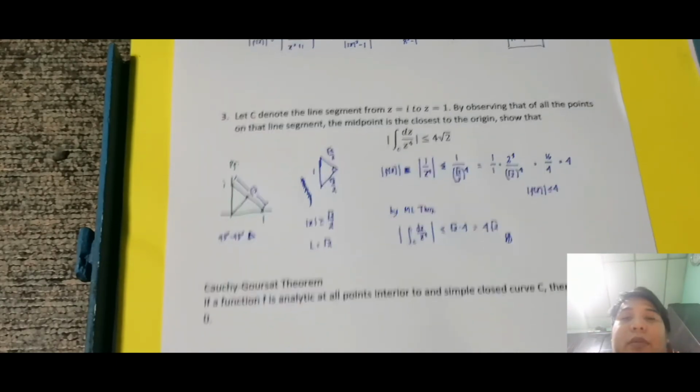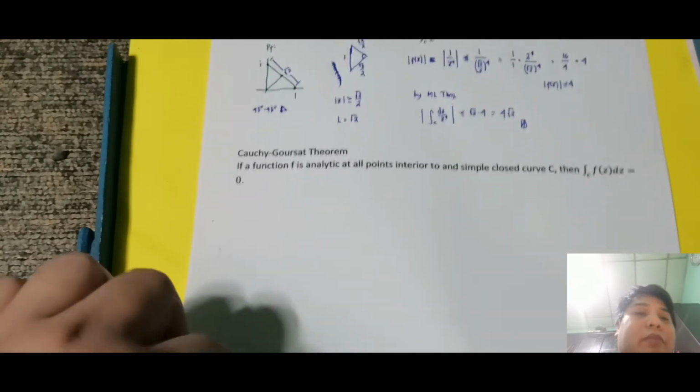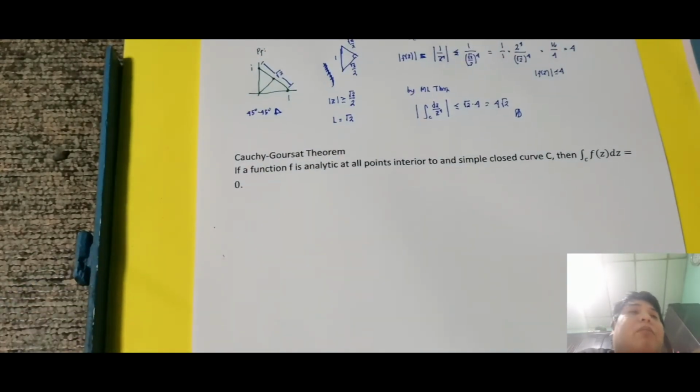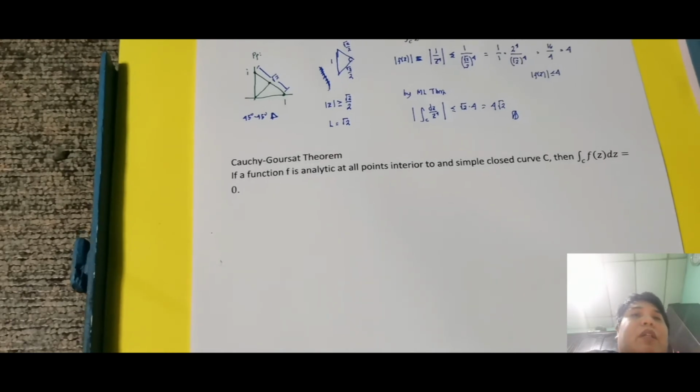Okay, so next is we have the Cauchy-Goursat theorem. So itong Cauchy-Goursat theorem, I think somewhere gagawin ko to na example, pero for the meantime hindi muna, kasi uunahin ko muna si Cauchy integral formula. So for the meantime ipo-prove ko muna si Cauchy-Goursat theorem. So if function f is analytic at all points, so meaning differentiable siya at all points, inside and on a simple closed curve C, so closed curve, literal, then the integral of f of z dz along C is equal to 0.